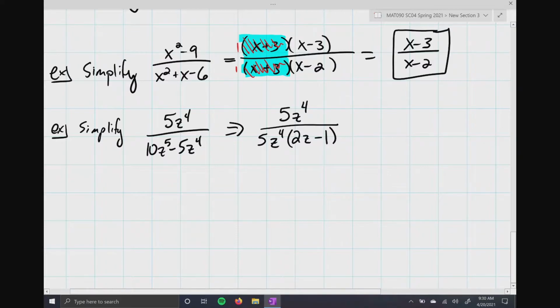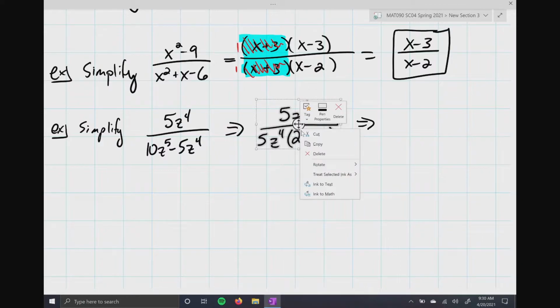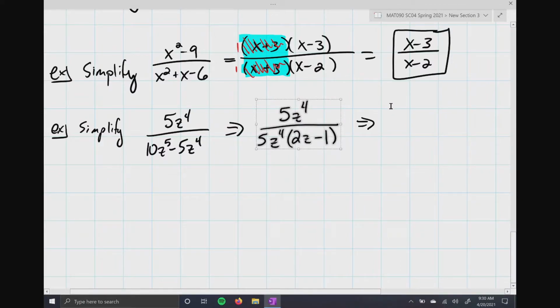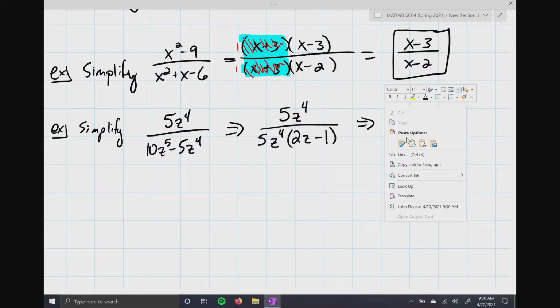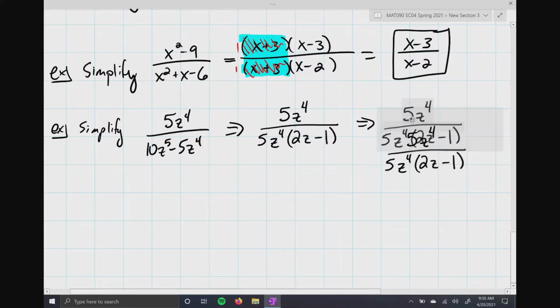Good. From here, I'm going to look for factors that are the same in the numerator and the denominator. Okay? So give me 1 second here, because all I'm going to do is just copy and paste this, because I want you to see how this works. So copy, and maybe if I put it right there, it'll paste nicely. And it doesn't, but that's okay, because I can just move it up.